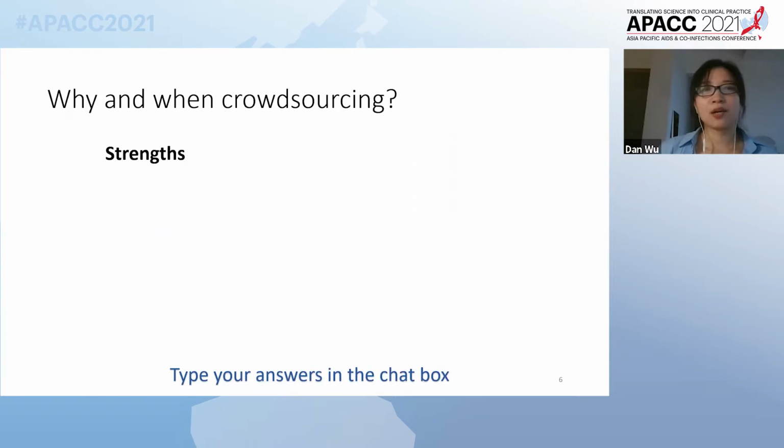And now I would like to ask you, what are the strengths, because there are many other participatory activities to engage the community. For example, you can do in-depth interviews or you can do focus groups, but why are you interested in using crowdsourcing, and what are the strengths compared to interviews and focus groups? Please write up your responses and send it in the chat box.